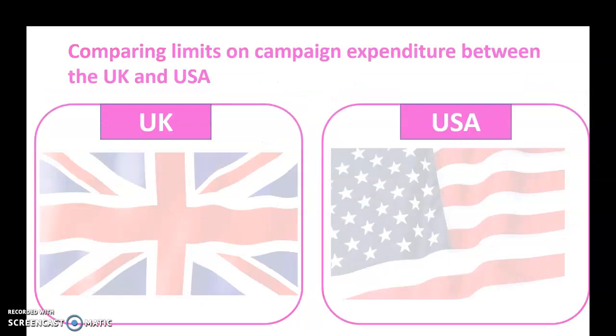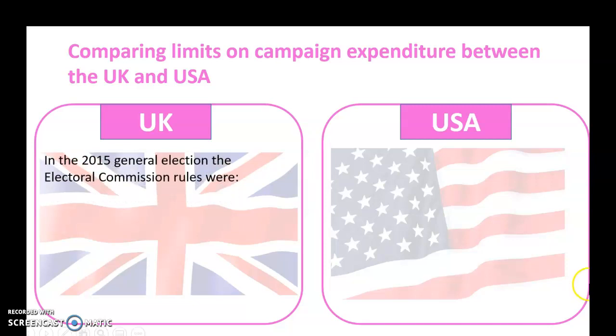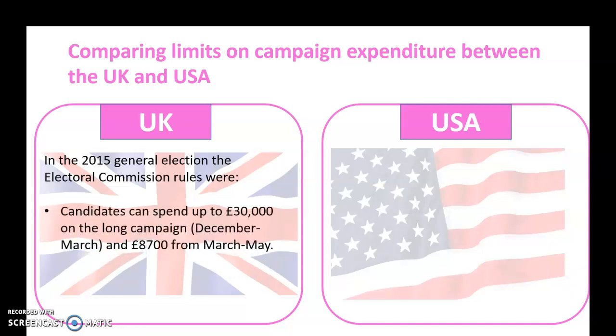Okay, if you look at the comparison of limits on candidate expenditure in the UK in the 2015 general election, the electoral rules were a candidate could spend up to £30,000 on the long campaign, which is basically December to March, and then £8,700 in what they call the short campaign, i.e. the month or two immediately before the election.